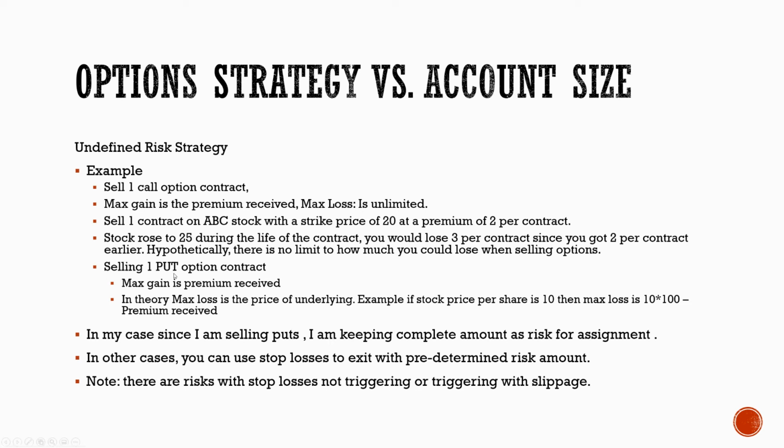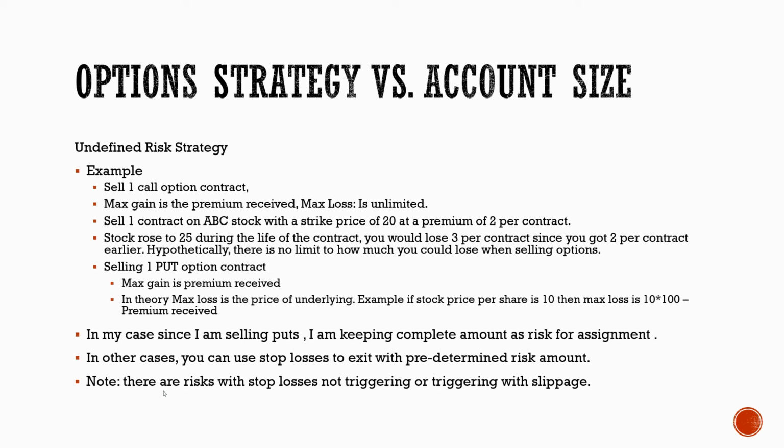On the other side, if you're selling one put option, the max gain again is the premium received. But in theory, the max loss is the price of the underlying. So if your strike price is at 10, the max loss is 10 times 100 shares minus the premium received. In my case, since I'm selling puts, I'm keeping the complete amount for my risk management. In other cases, of course, you can limit your losses by using stop losses.